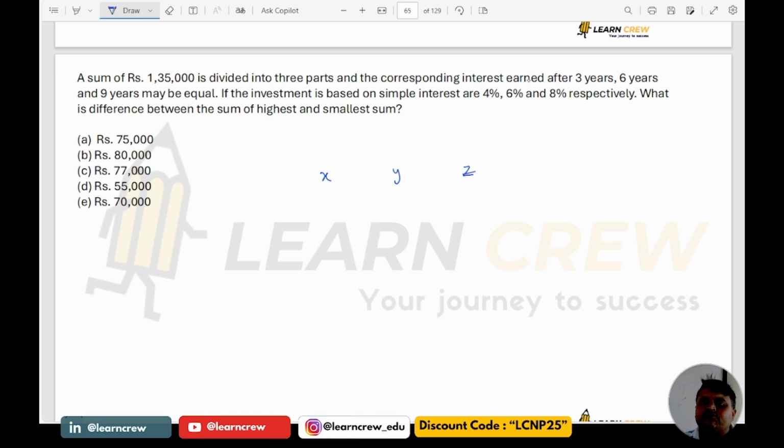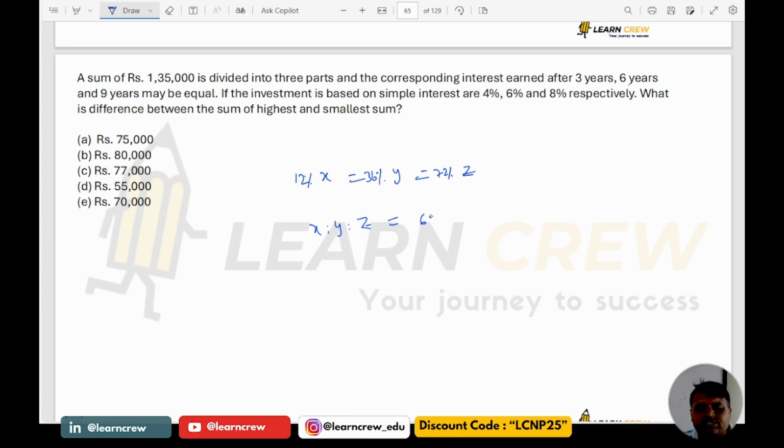So here first one 3 years 4%. So 12% of x is equal to 6 years 6%, 36%, and 9 years 8%, 72%. So from this I got x is to y is to z as after simplification. So I have got x is equal to 3y is equal to 6z.